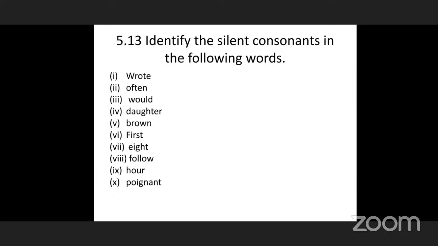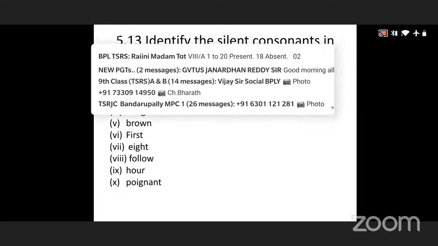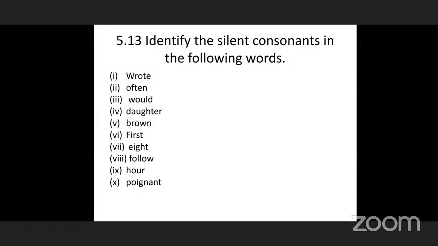Next, fourth one, daughter. GH is the silent letters. That means silent letters might be single or more. GH. Next, brown. The silent letter is W. Next, sixth one, first. So what is the silent letter? R. Next, seventh one, eight. The same thing. GH is the silent letters.